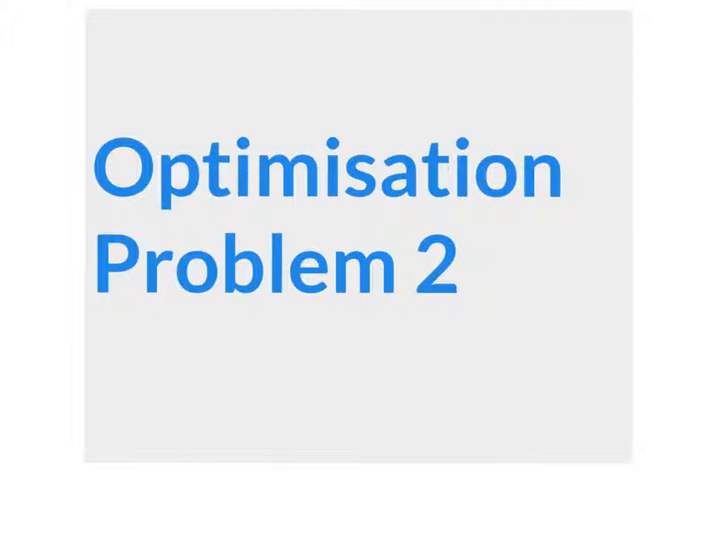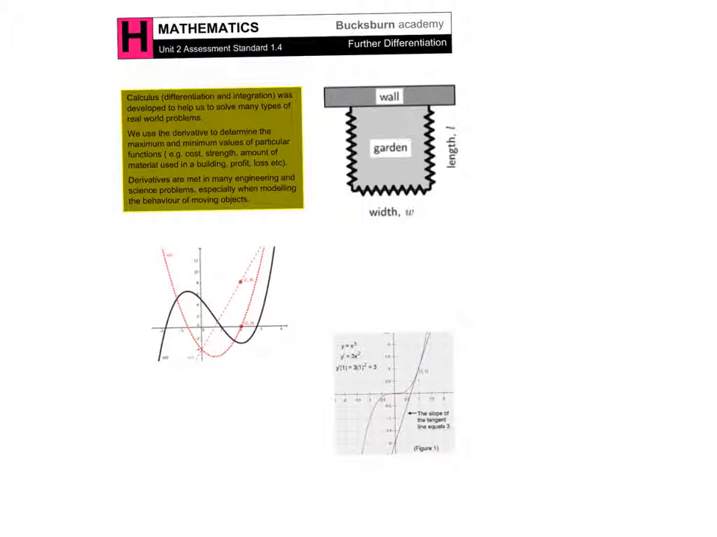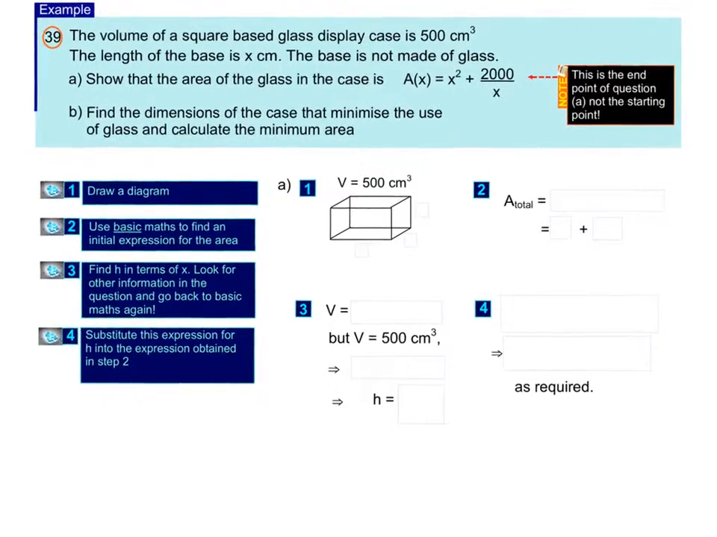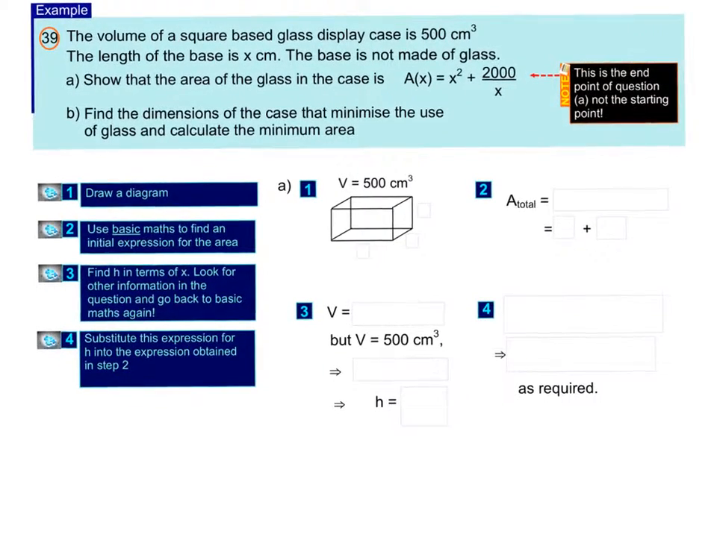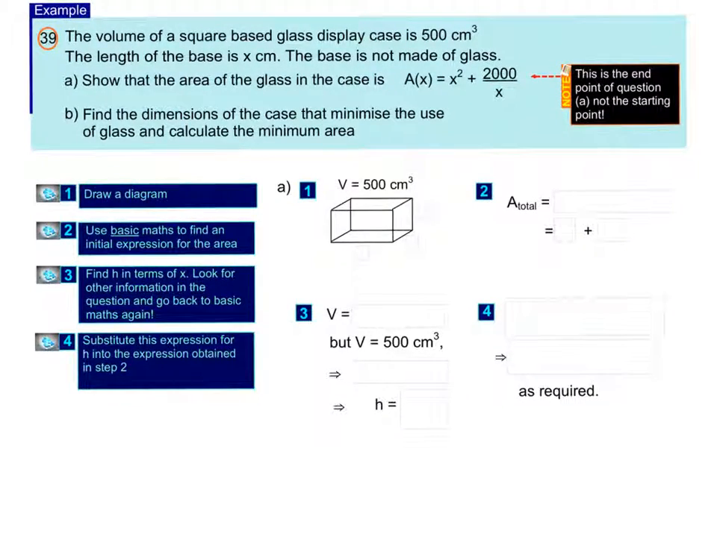Here is the second optimization problem from the work on differentiation. So if you could go to this booklet, and again it's I think the last example in the booklet, you'll find this example here, which is a little bit more complicated than the previous one.